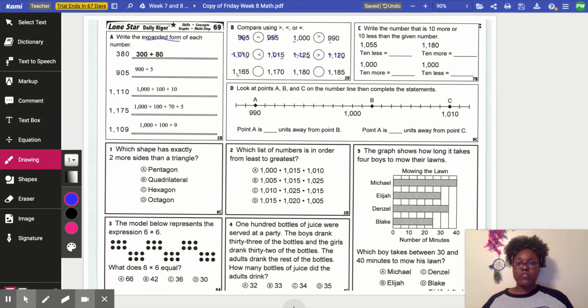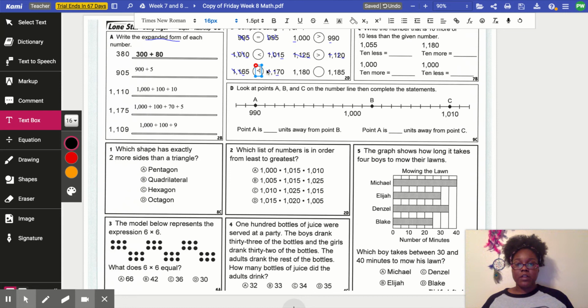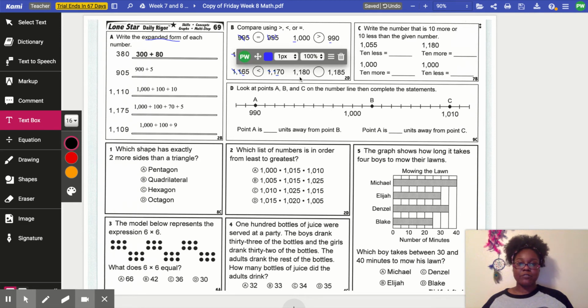On this one, I have 1,165 and 1,170. The ones in the thousands place are the same. The ones in the hundreds place are the same. Now I'm looking at the tens place. I have a 6 and I have a 7. I know that 7 is bigger. So I know that my sign opens towards the bigger number. 1,165 is less than 1,170, or 1,170 is greater than 1,165.